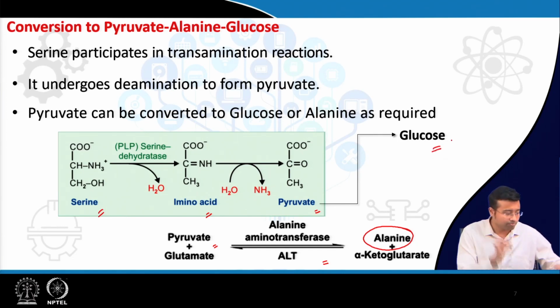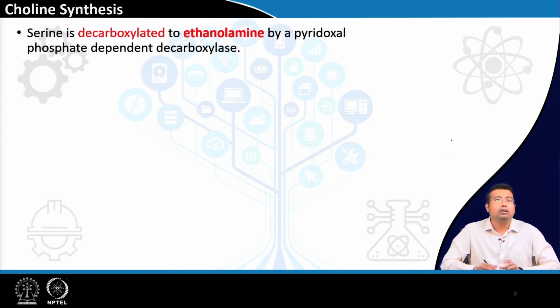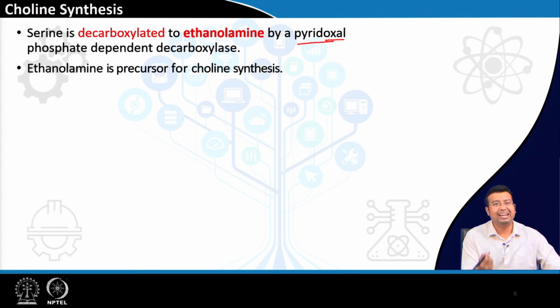All right. So, next we move on to choline synthesis, a very important product that is synthesized from serine. How? Serine is first decarboxylated. The decarboxylase enzyme needs again vitamin B6, that is pyridoxal phosphate, as a cofactor. What happens? Ethanolamine is produced. Ethanolamine is actually a precursor for choline synthesis.